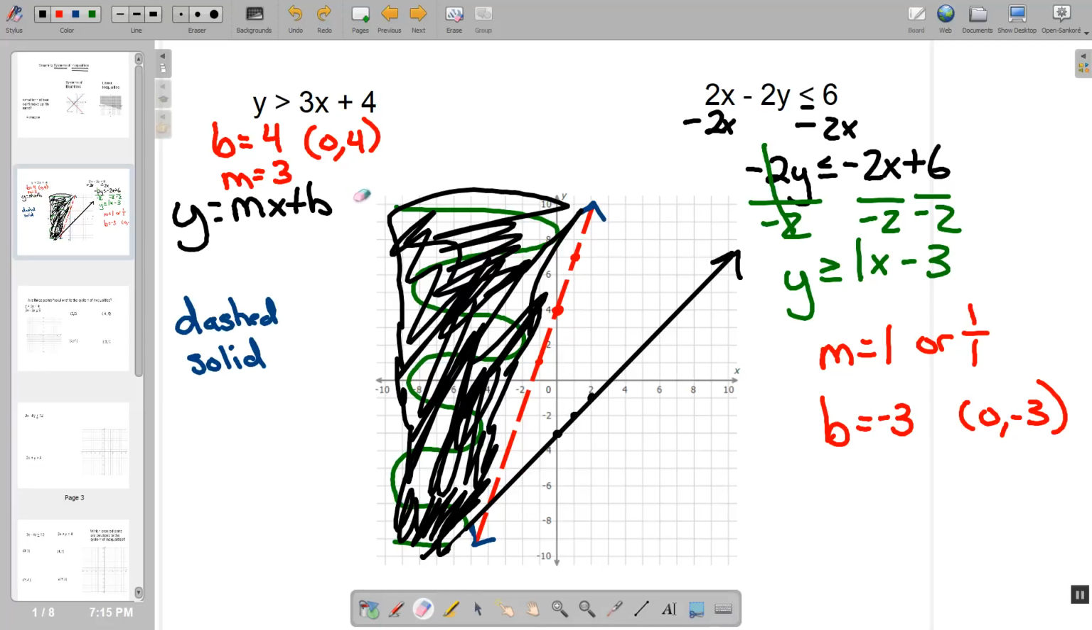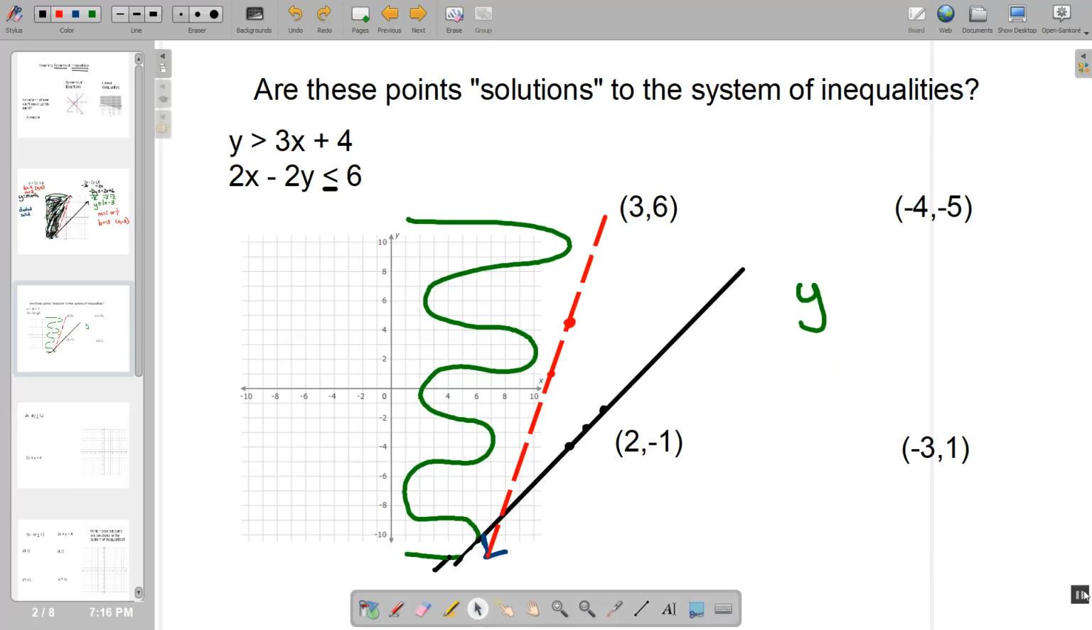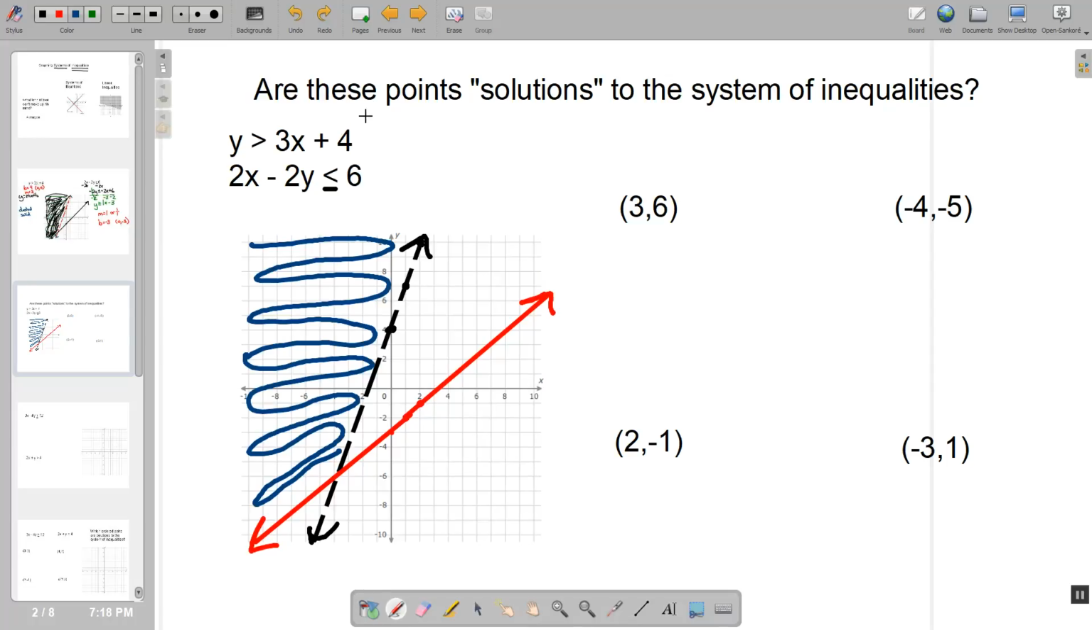So when we're doing a system of inequalities, we want to graph the inequalities just like we've always done before, but at the end, we need to make sure the shading is true for both inequalities. So this problem is asking, are these points solutions to the system of inequalities? And so I graphed the last system of inequalities down here on the left, and it's asking, are these points solutions? Which means one of two things.